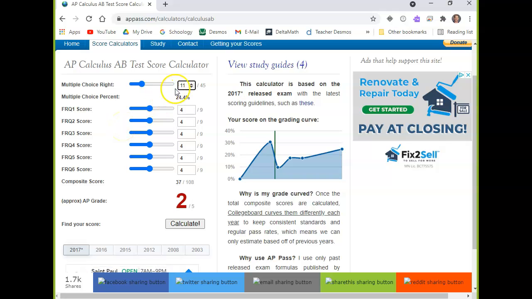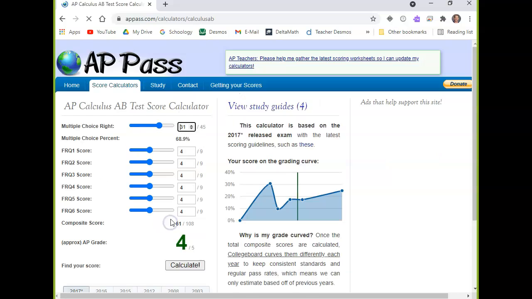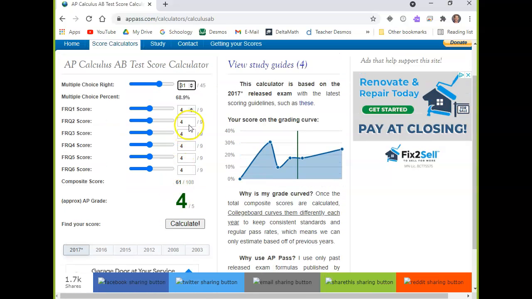In fact, like at 80%, let's see if I can get this to calculate some other scores. A 4 here is 61 out of 108 points. And we could play around a little bit, but it just gives you an idea of the range of how many you can get wrong.